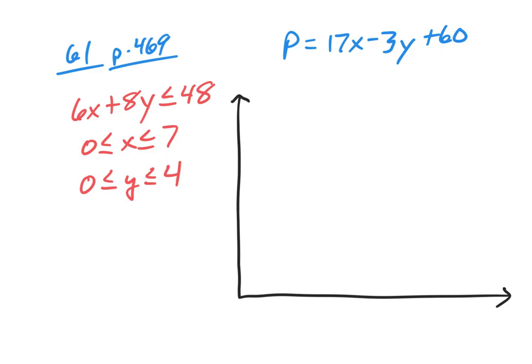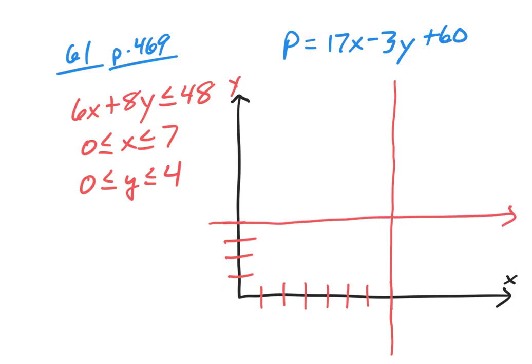X is between 0 and 7. So on the x-axis, we're going to stay between 0 and 7. So we're going to make a vertical line at x equals 7. My y-axis would be the other boundary for that. My y value has to be between 0 and 4. So we're going to go up 4, and that would be a horizontal line.